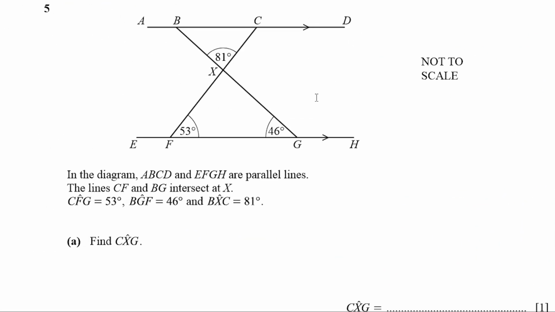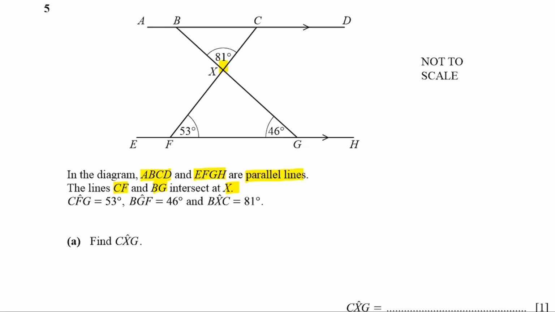Question 5. In question number 5, the topic is angles of polygon and parallel lines. In the diagram, ABCD and FEGH are parallel lines. So ABCD is a straight line, and EFGH are straight lines which are parallel. The lines CF and BG intersect at X, and the angles labeled in the diagram are mentioned here. GFX is 53, BGF is 46, and BXC is 81.